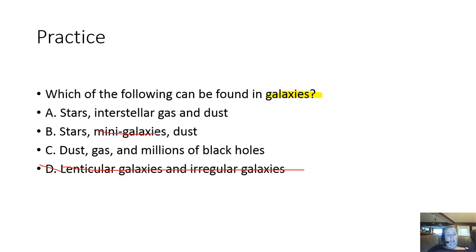Mini galaxies. I've never heard of a mini galaxy. Never even heard of that, actually. Stars, interstellar gas, and dust, which is nebulas. I know that galaxies are made up of stars, but I don't see stars in this answer choice. Millions of black holes? I don't think so. Gas and dust? Absolutely. That's what nebulas are. That's where stars are born. Your best answer choice? A.